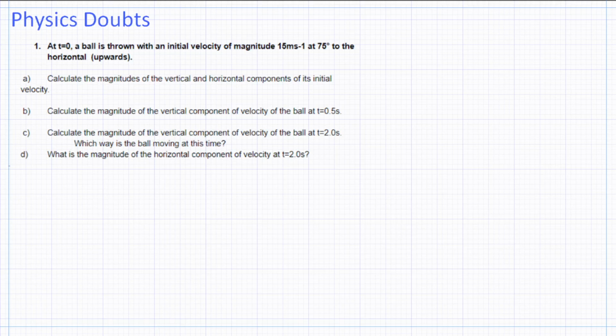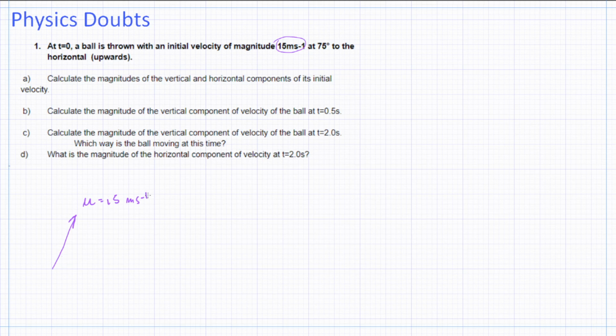Alright, so here we go for another question. We've got a ball which is thrown at a certain time with initial velocity 15 meters per second and 75 degrees to the horizontal. So A, calculate the magnitude of the vertical and horizontal components of its initial velocity. So I'm going to make a sketch here, not necessarily up to scale. Okay, so let's say that this is my initial velocity. I'll call it U, 15 meters per second.